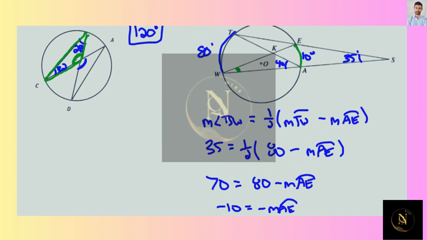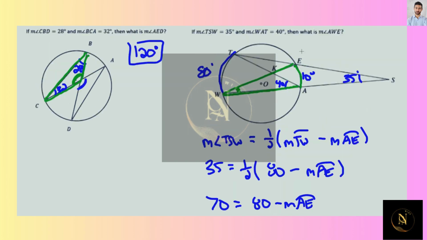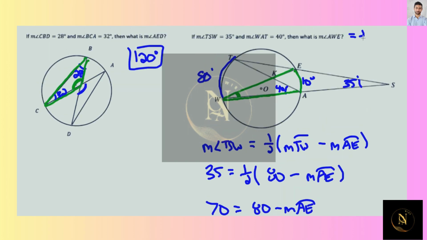And that would mean angle EWA, which is inscribed opening up to a 10-degree arc, would have to be half of that. So it equals half of 10 degrees, so it's 5 degrees for angle AWE.